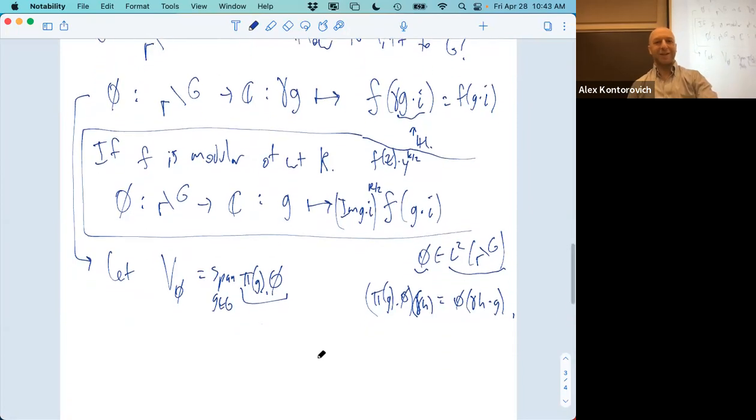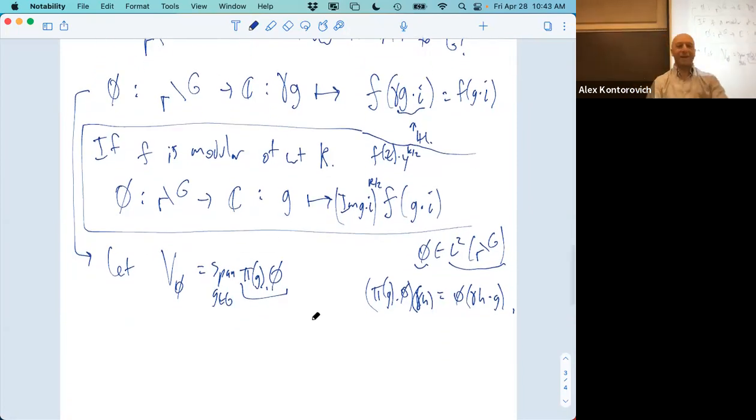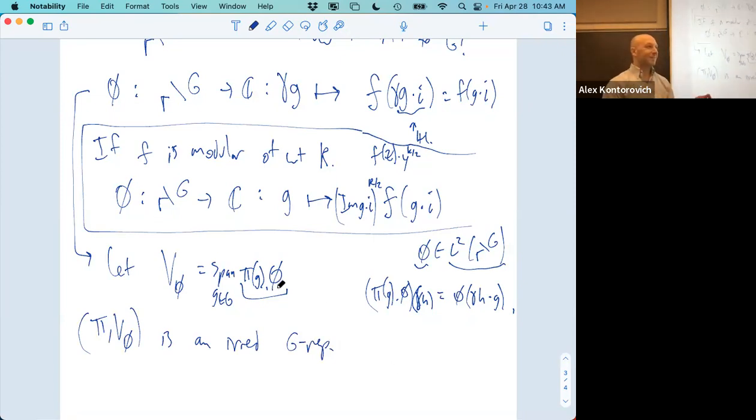Now, bless you. Now this space seems like it's crazy. How are you going to get your hands on this thing, right? So this is an irreducible. So pi comma V phi is an irreducible G representation. G is SL2R. Because I took a single vector. You take a single vector and you just act by G on it, and you see where you can get to. So how can you have another subspace?